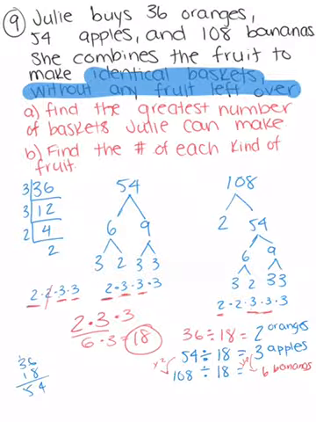If you don't understand how I did the times 2, you could still come over here and do 108 divided by 18, or you could do guess and check: 18 times what is going to get you to 108. So that's another method you could do too. But we found out that the greatest number of baskets Julie can make is 18, and that there are 2 oranges, 3 apples, and 6 bananas in each basket.